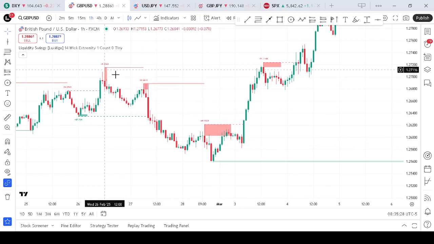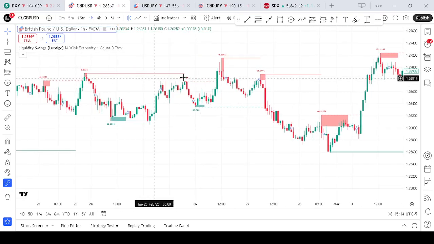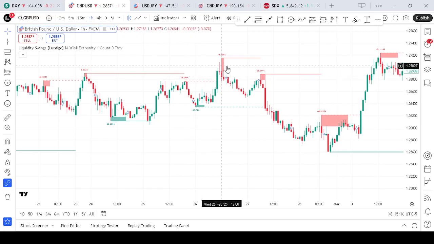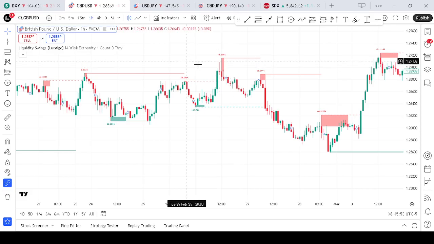In this case, we'll make use of this area. We'll make use of this previous area. When price approaches a swing high or a swing low, this could come in the form of long wicks. When price gets to this zone, we have to observe for signs of rejection, and they may come as a long wick.